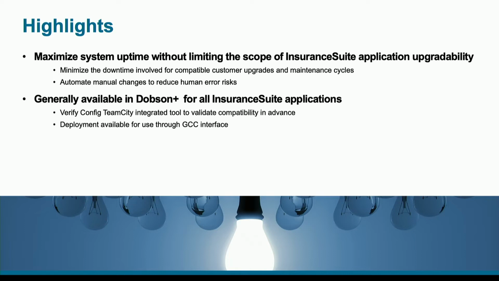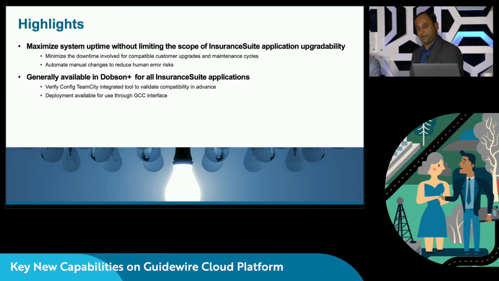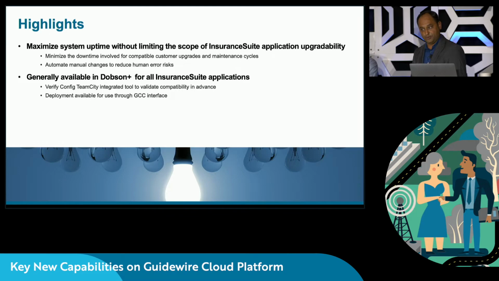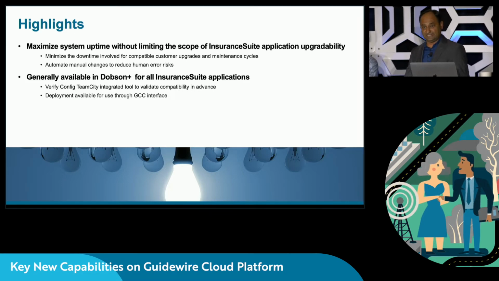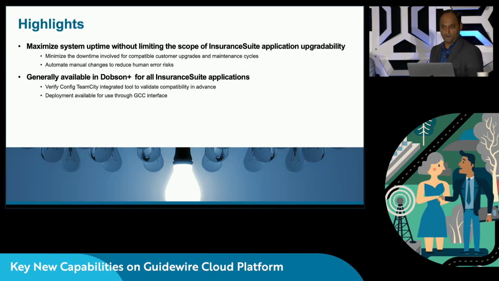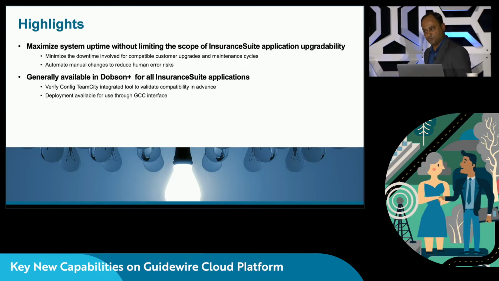Blue-green has been available in Dobson Plus. We went through a number of iterations in Elysian and Flynn to make it more compatible and usable by our customers. We did some dry runs with early customers. We have done a couple of successful production runs, and it is ready for use. You don't need any provisioning. It's available for all customers if you are on the Dobson Plus version.